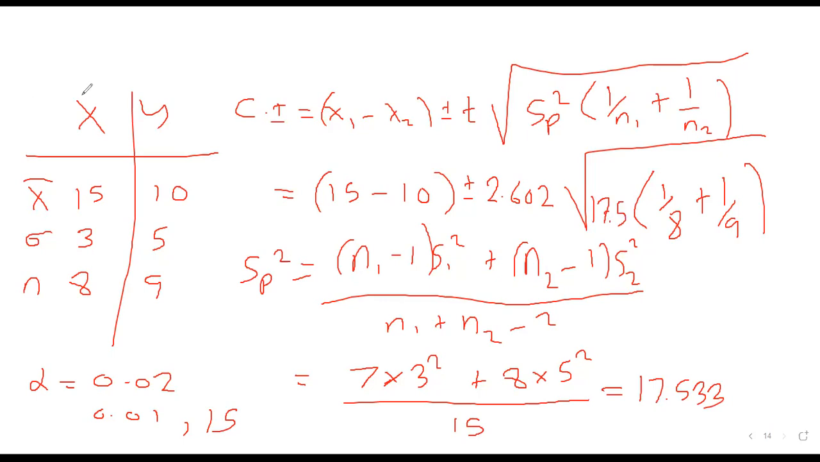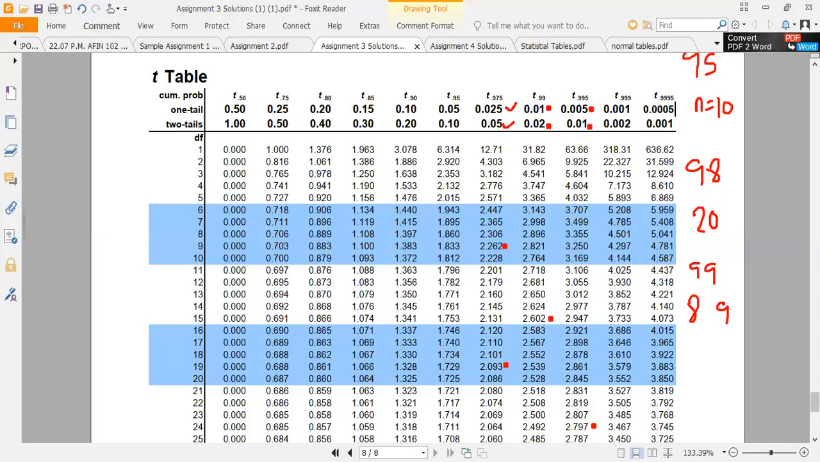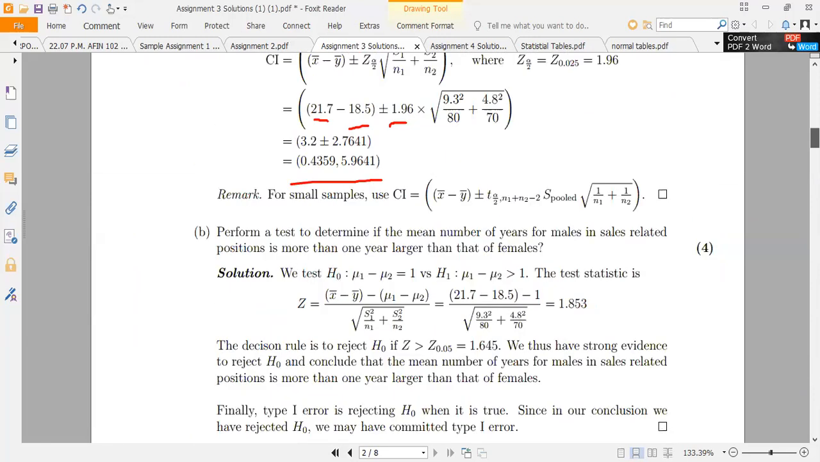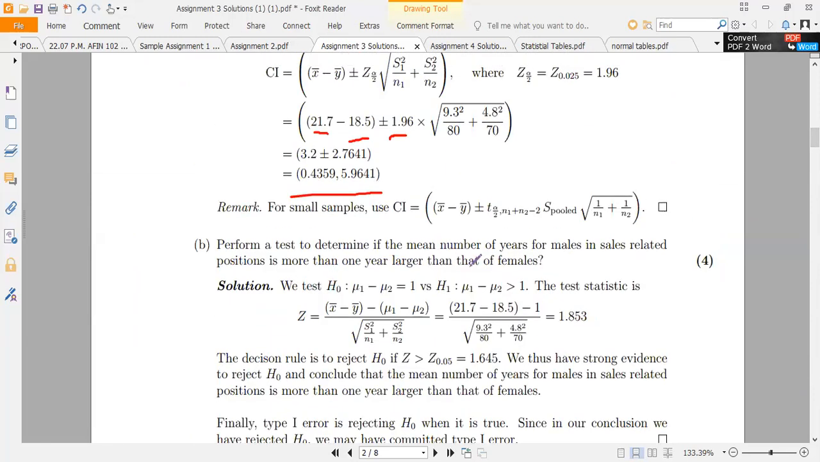Quickly, I only have 4 minutes. Let me take you to the assignment question of how this was done so that you can relate with what I've just explained. So here, the second question, we're asked to calculate the confidence interval. It's just a remark that if you're dealing with a small sample size, you're going to use this formula. Mean 1 minus mean 2, alpha over 2 with n1 plus n2 minus 2, and the pooled variance. If it's outside, you don't square it. If it's inside, you square it. It's the same formula. All right?